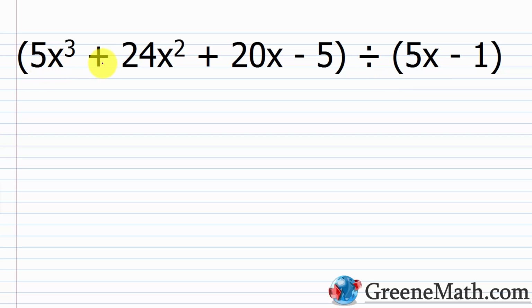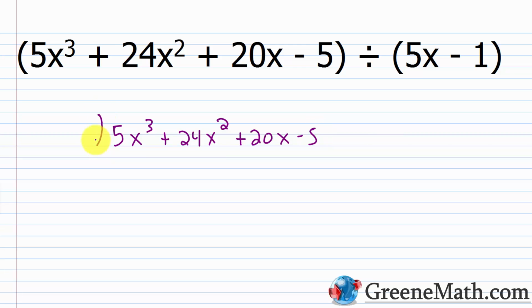We have 5x cubed plus 24x squared plus 20x minus 5, and this is divided by 5x minus 1. So we're going to use a standard long division process. The very first thing is to make sure that both your dividend and your divisor are in standard form, so in descending order of the power. So 3, 2, 1, and then constant. So we're good to go there.